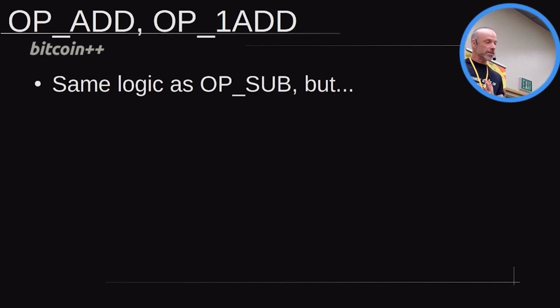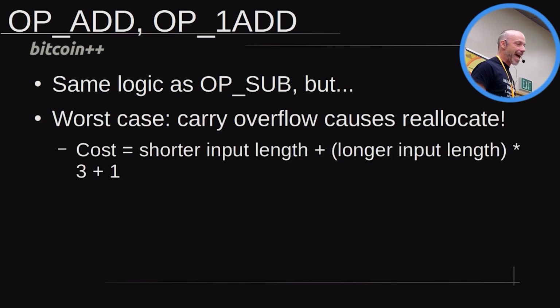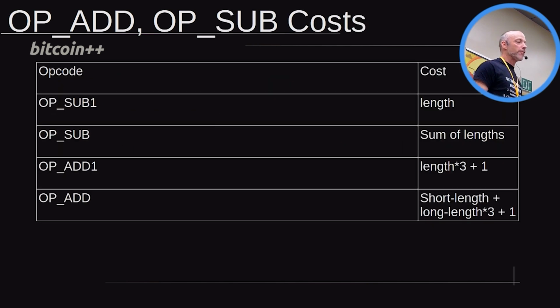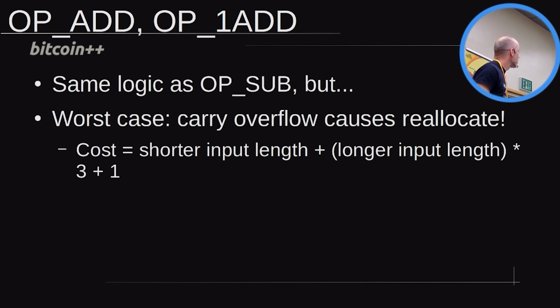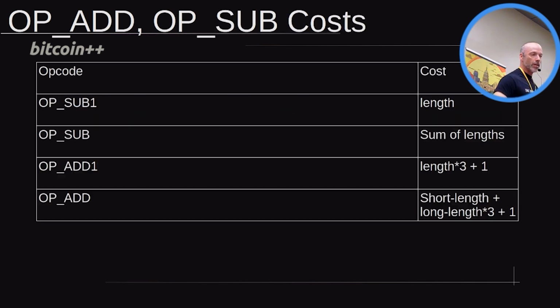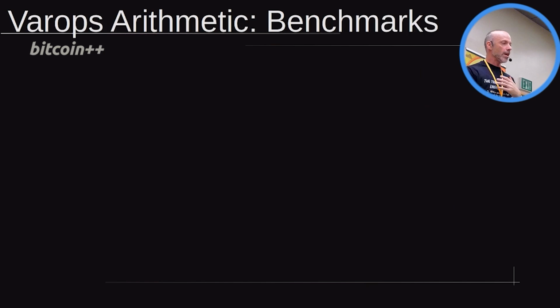Add. Can we add? Yes. Well, it's just like subtract, except it can overflow. And if it overflows, worst case, you have to add a byte, which means you have to reallocate the whole thing, which means another copy, which costs you twice the length. So worst case, it's basically 4 times. So it's twice as slow as subtract. But it works in the model. Okay, here are our costs. We're all good.